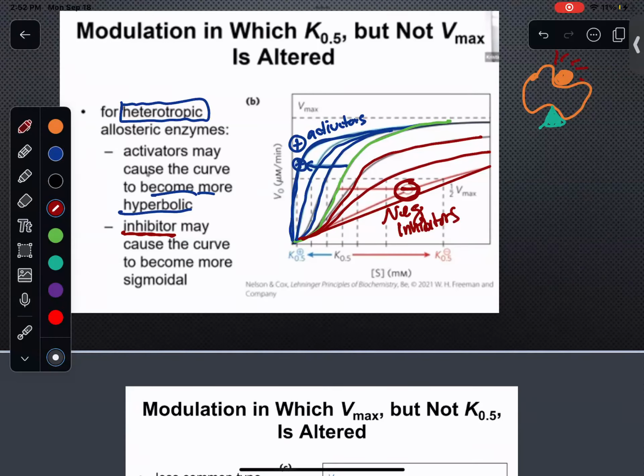Okay. As we shift to the right, the K sub 0.5, right, or AKA KM, decreases. Just look at these different hash marks here, right? So here, let's look at the Vmax here. We'll take 1/2 of Vmax. It's kind of hard when you don't have numbers.